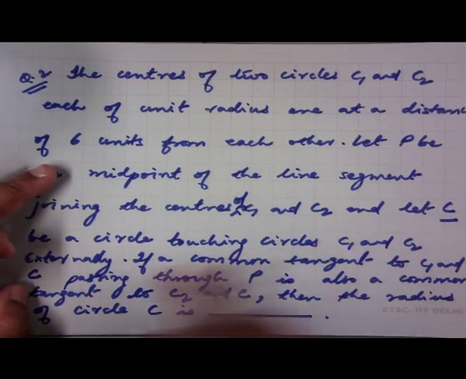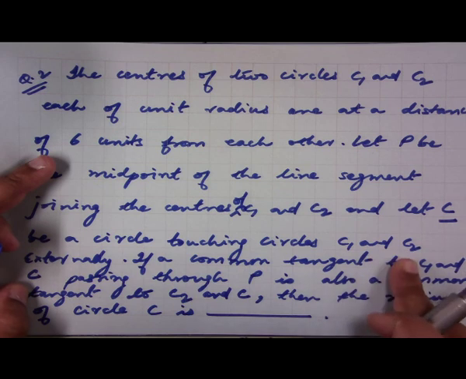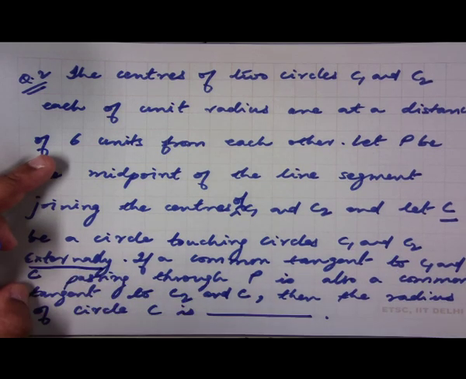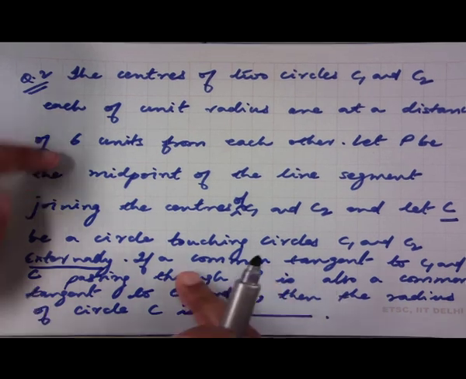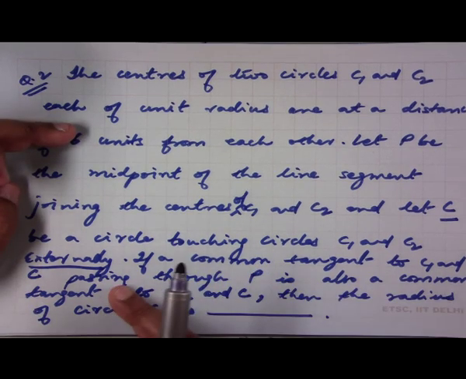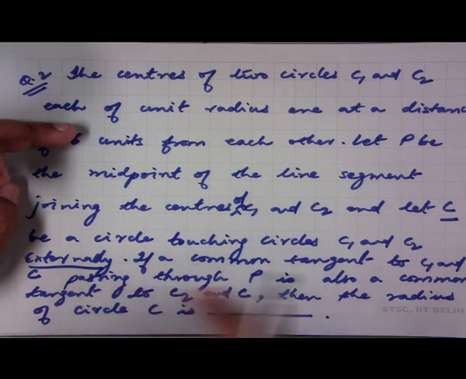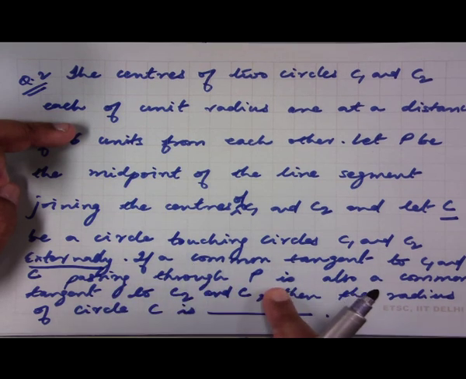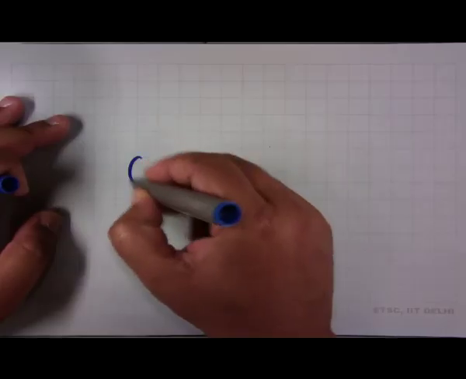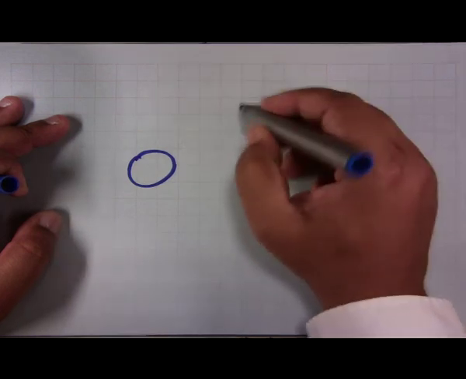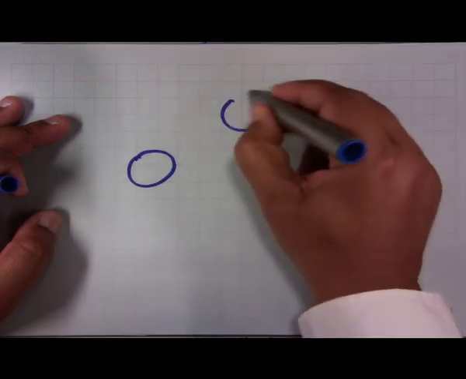Now, let C be another circle touching these two circles externally, but it is touching in such a way that a common tangent to C1 and C passes through P. So, this common tangent is also a common tangent to C2 and C. So, what is said in this question is that we have two circles of unit radius C1 and C2 as drawn here.